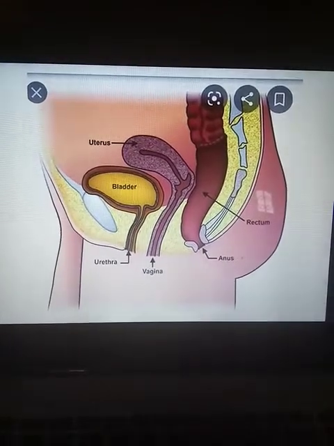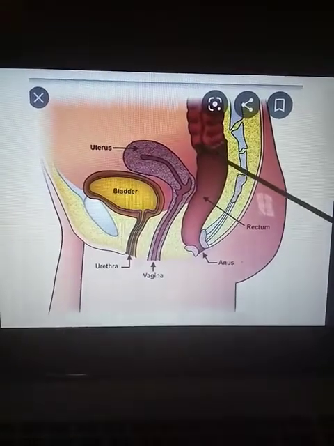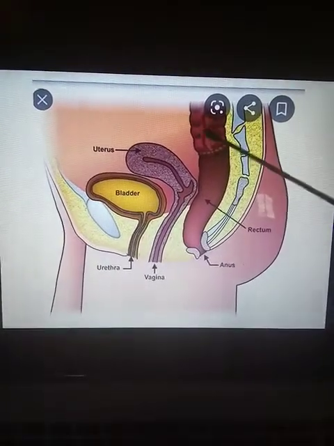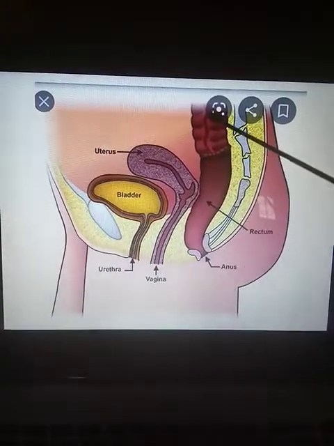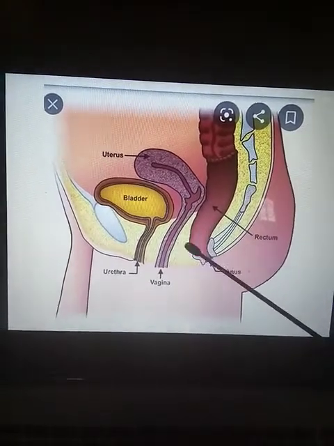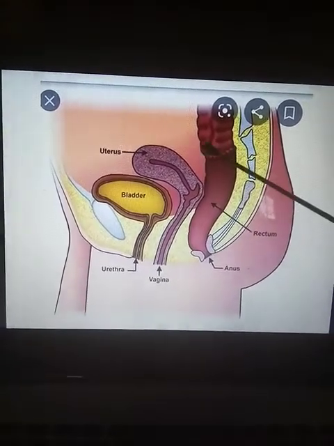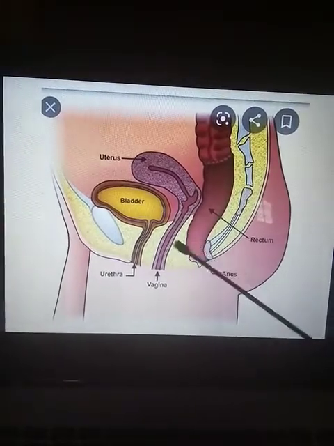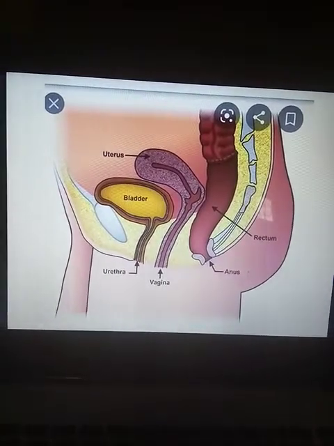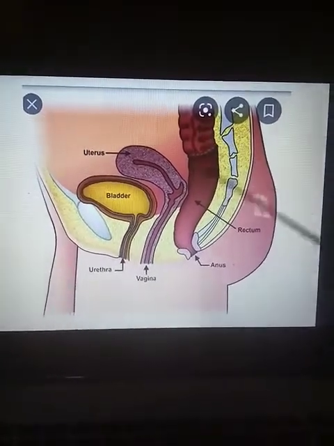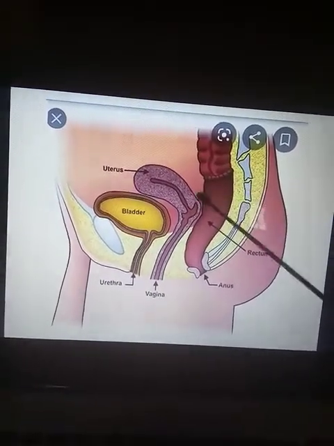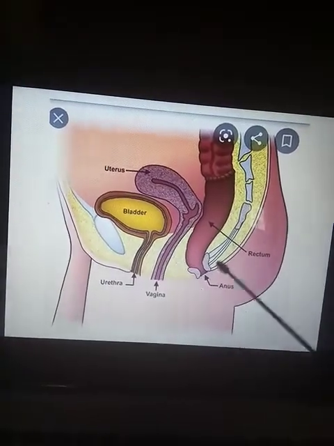Then for the extent, it extends from the rectosigmoid junction to the anorectal junction. The rectosigmoid junction is the junction between the sigmoid colon and the rectum, and the anorectal junction is the junction between the rectum and the anal canal. This was the extent. Then its dimensions. Your rectum is 12 centimeters long and 4 centimeters wide, but near its lower end it is dilated.